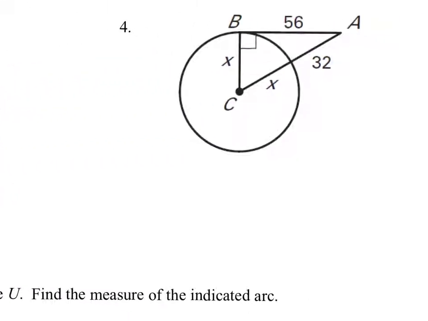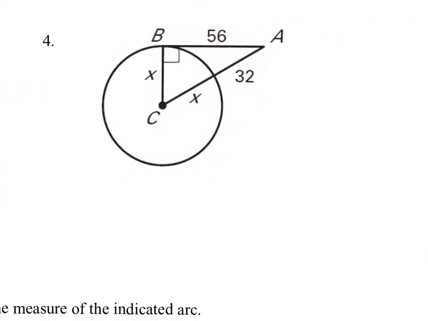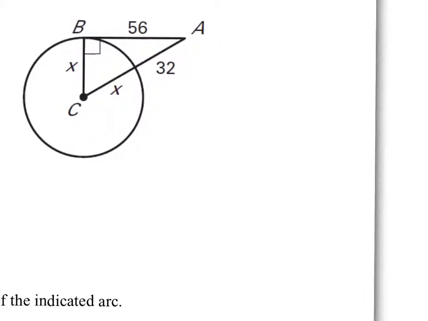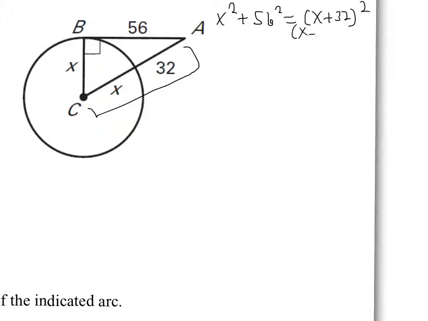Alright, number 4, the final one of these. Here's another one, and you can see again this hypotenuse is split up into 2. So we're going to have to use the same kind of method here on number 4. So I'm still going to start with x squared plus 56 squared equals, now we want this whole hypotenuse side squared. So that's x plus 32 parentheses squared. Which means that you're writing it out twice, x plus 32 times x plus 32.